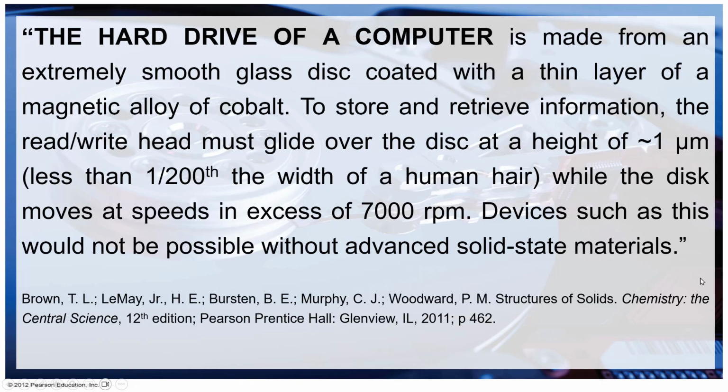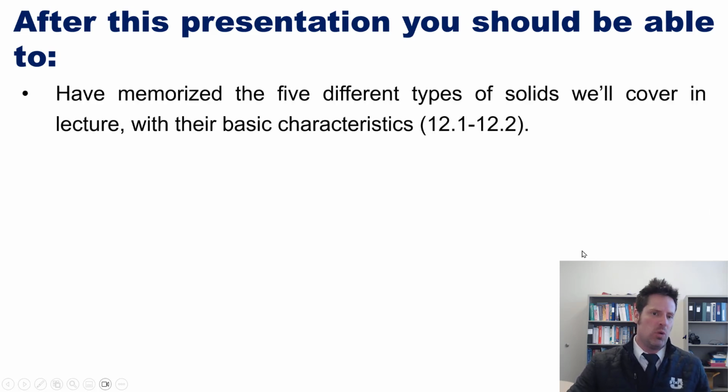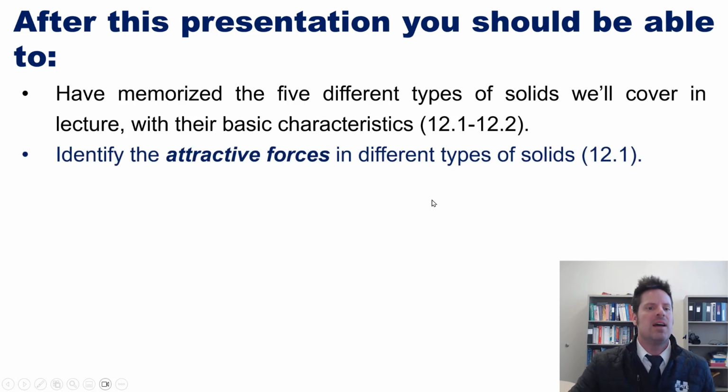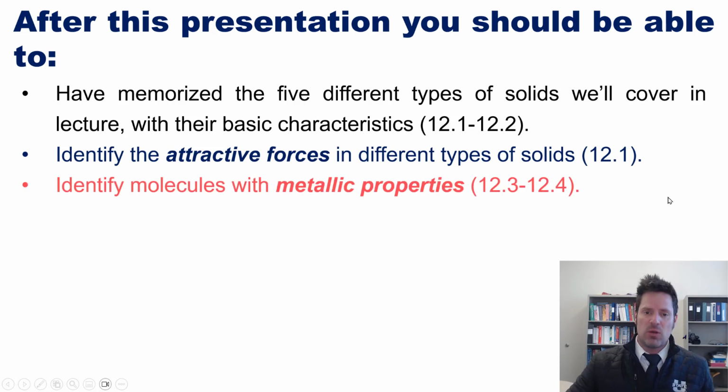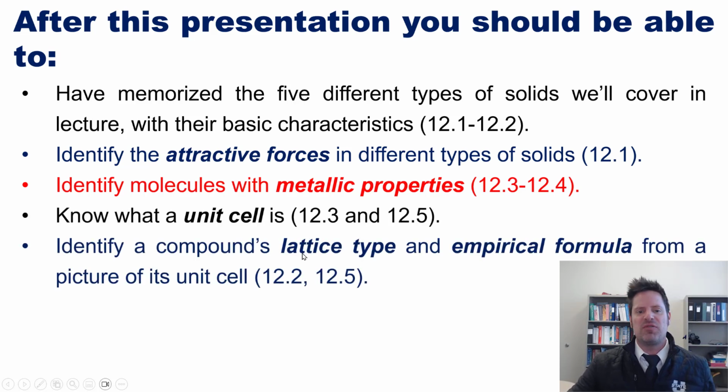So in this chapter, then, we're going to learn about solids. After this series of videos, you will gain the following skills. You will have memorized the 5 different types of solids that we'll cover in this lecture with their basic characteristics, identify the attractive forces in different types of solids, identify molecules with metallic properties, know what a unit cell is, and be able to identify a compound's lattice type and empirical structure from a picture of its unit cell.